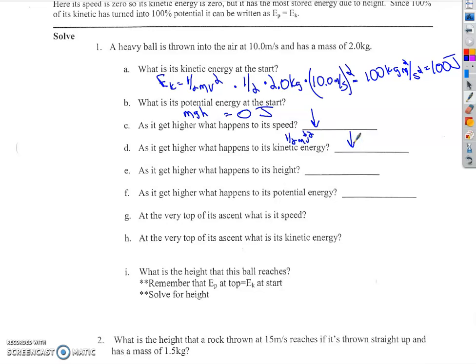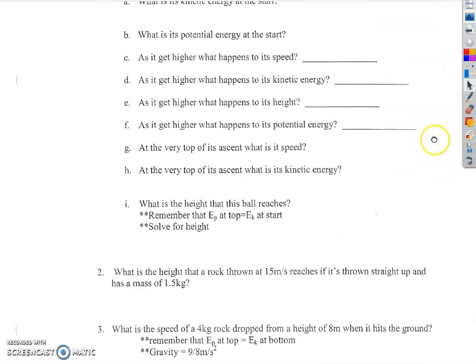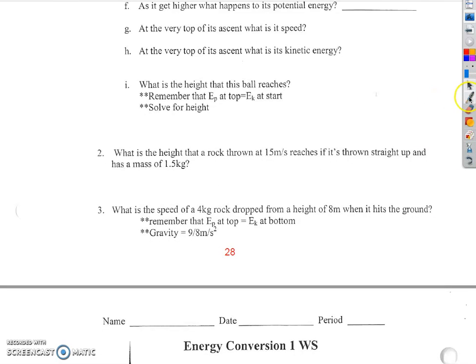As it gets higher, what happens to its height? It's just saying its height is increasing. So what's happening to its potential energy? That is also increasing because potential energy is mass times gravity times height, and you are increasing that height. Now at the very top, and sometimes this concept throws people off at first, at the very top of its ascent, what is its speed? So you throw this ball straight up, and right before it starts to come back down, at that very top point, for a fraction of a second, its speed is 0. And that's what that is getting at. That's right before it starts to come back down. So its kinetic energy at that point is 0 joules.